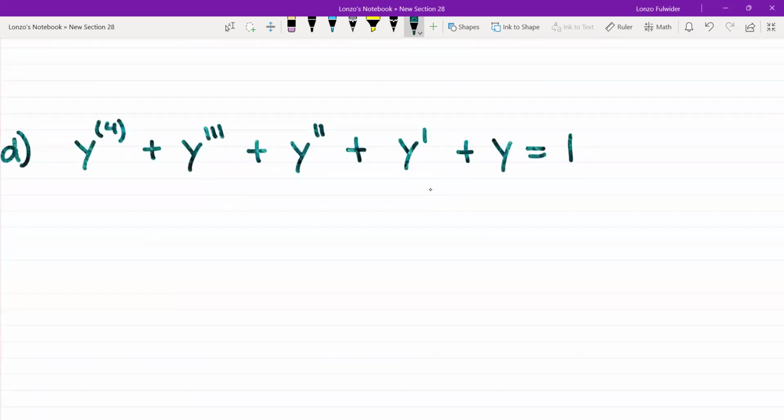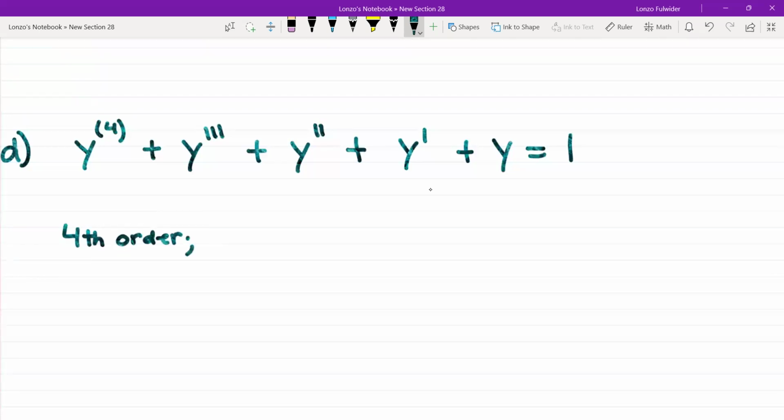Okay, D. What would be our highest order? The highest order would be fourth order. This is the fourth derivative, this is third, second, etc. So the highest order would be fourth order.